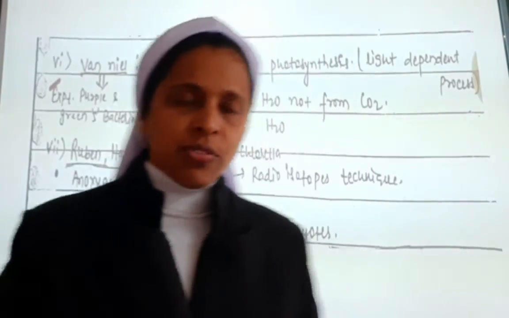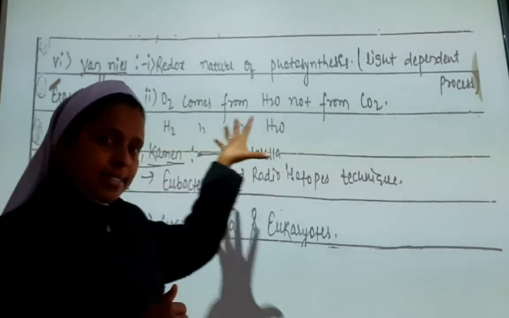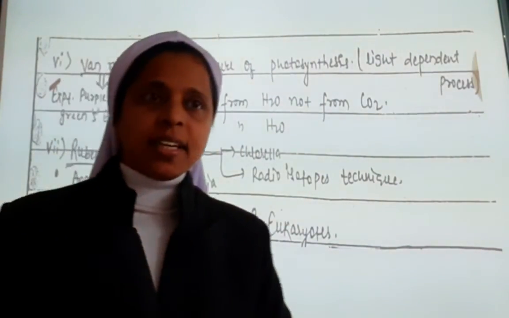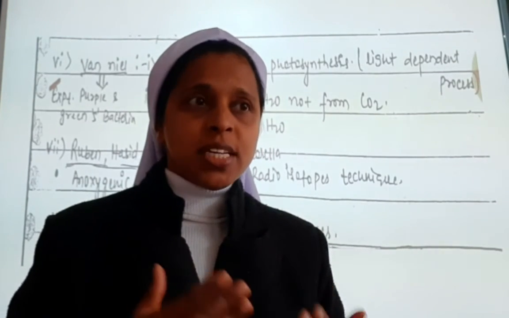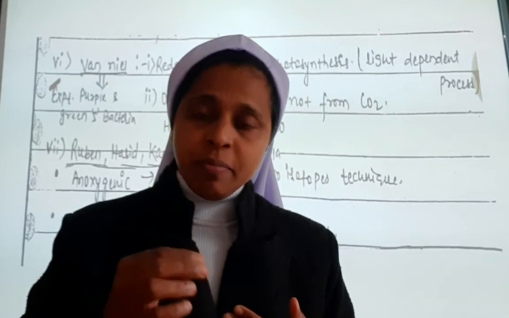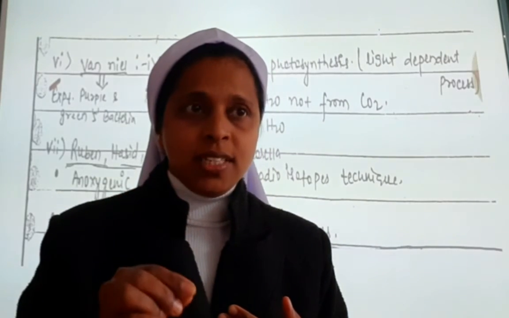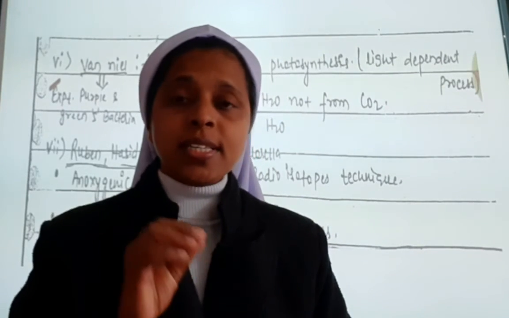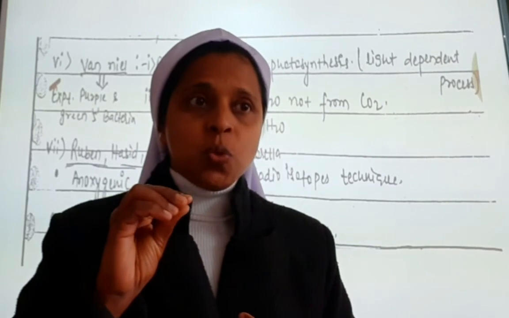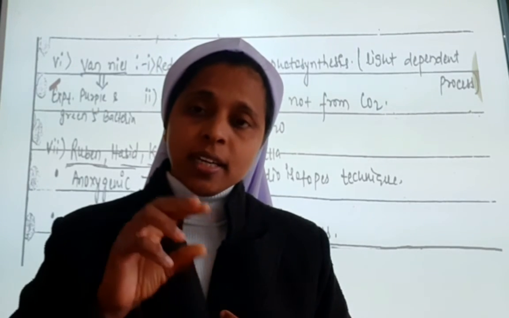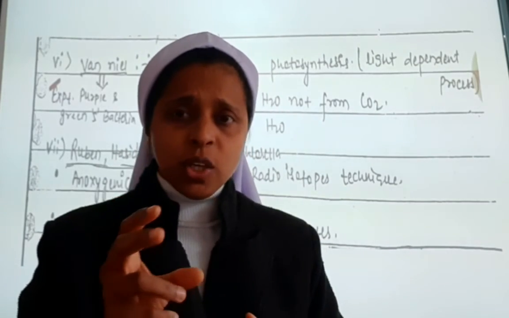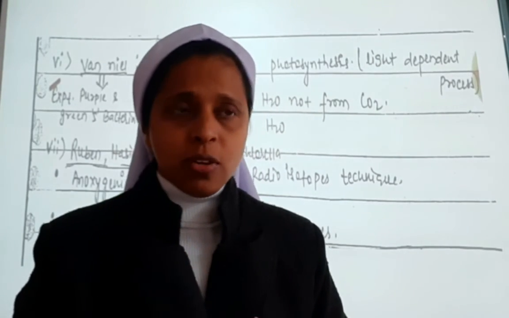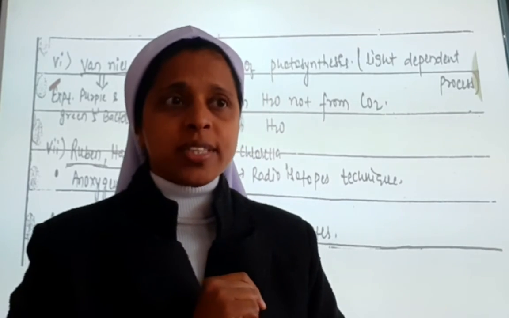Now moving forward to what Van Niel has said. Van Niel described the redox nature of photosynthesis, a light dependent process. He did this experiment in purple and green bacteria. And what did he observe? Oxygen comes from H2O, not from carbon dioxide. He came to the conclusion that oxygen comes from water molecules and not from carbon dioxide. And his next observation was about hydrogen.